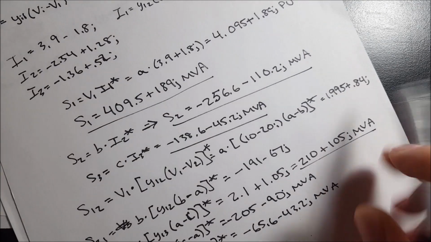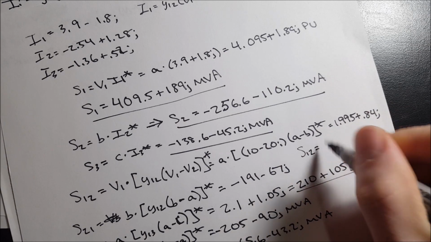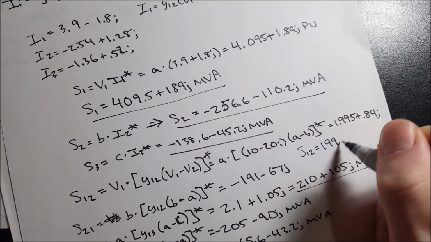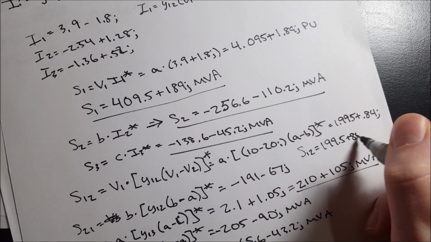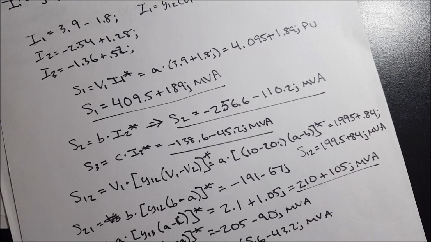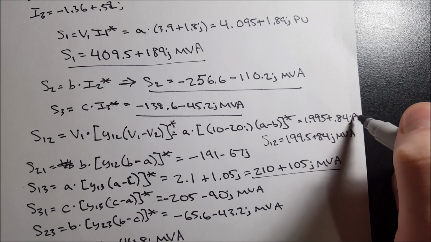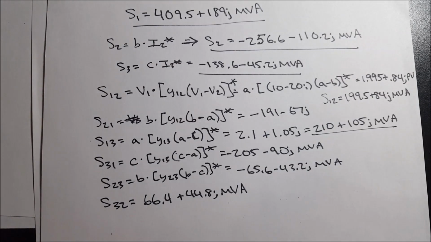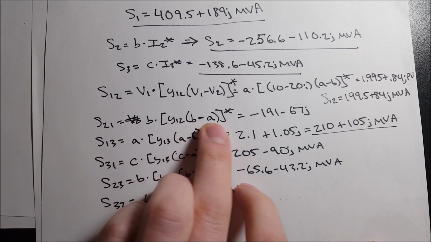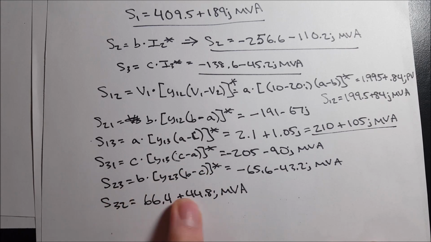So this is what the calculator gives you. And our S12 is equal to 199.5 plus 84j MVA. You can see how those relate. This is in per unit. You do the same thing for S13, S21, S31, S23, and S32.